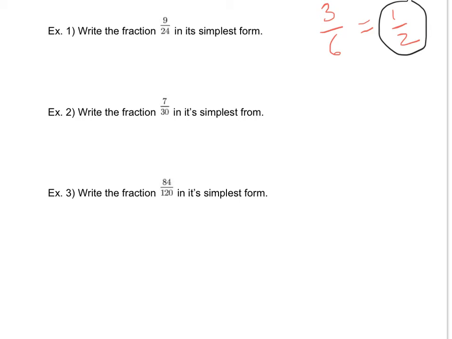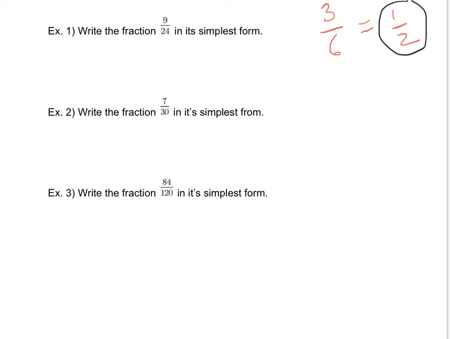Now, how do we get it? Well, we notice that the top and the bottom are divisible by the same number. So we have to look for a number that divides into the top and into the bottom. In this case, 3 divides into the top. 3 into 3 goes once, and 3 goes into 6 twice, so it becomes 1 over 2.